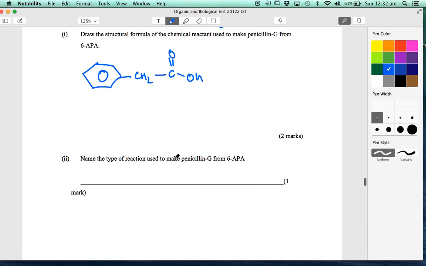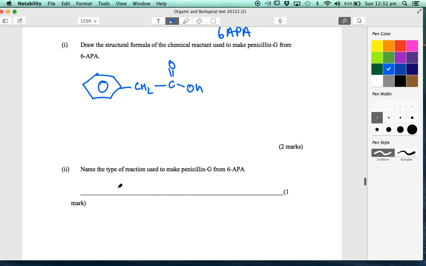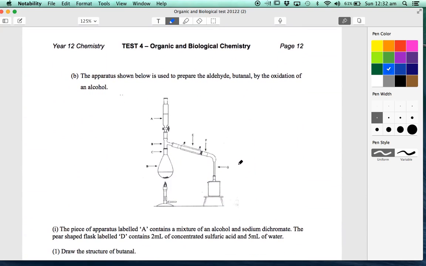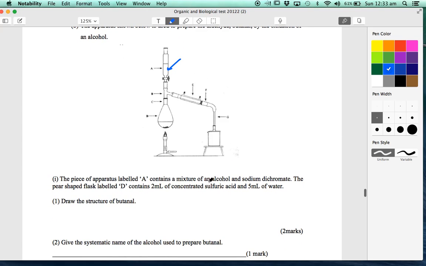So name the type of reaction used to make penicillin G from 6-APA. If I've got 6-APA and I add this carboxylic acid, it's a condensation reaction, because we're making an amide, and we also get water produced as well. Next one: the apparatus shown below is used to prepare the aldehyde butanal by the oxidation of an alcohol. The piece of apparatus labeled A contains a mixture of the alcohol and sodium dichromate, which is up here, so you would expect that to be green at this point in time because it's not warmed. The pear-shaped flask labeled D contains 2 ml of sulfuric acid and 5 ml of water.